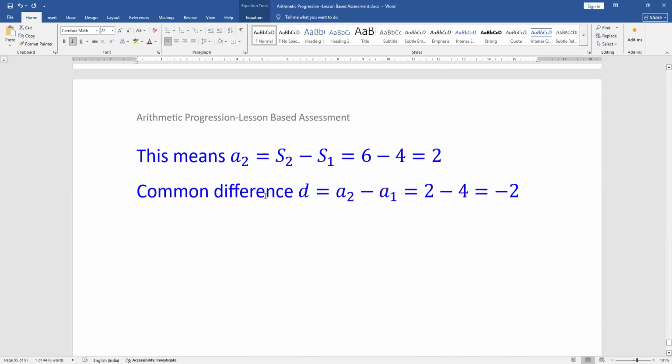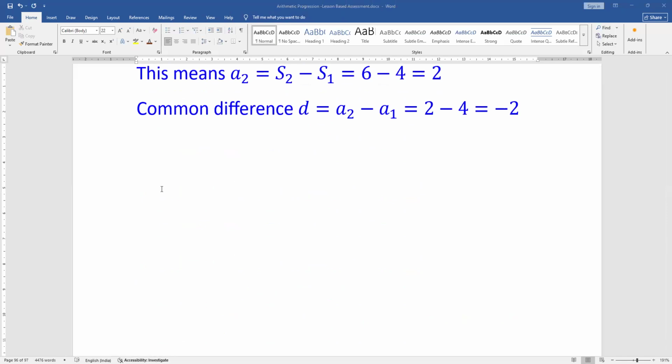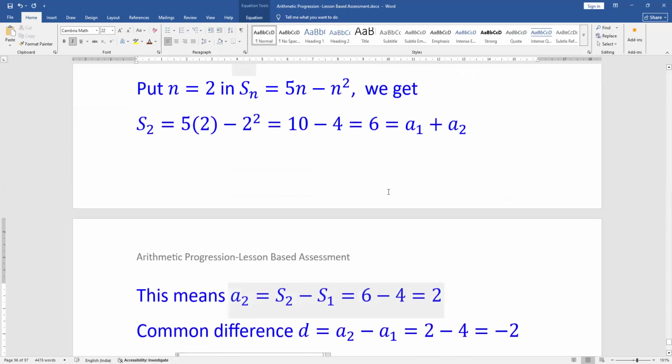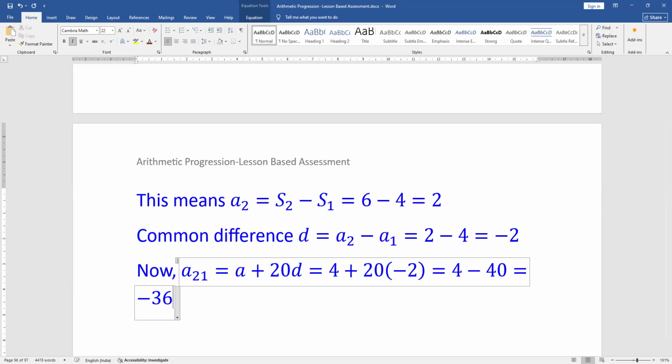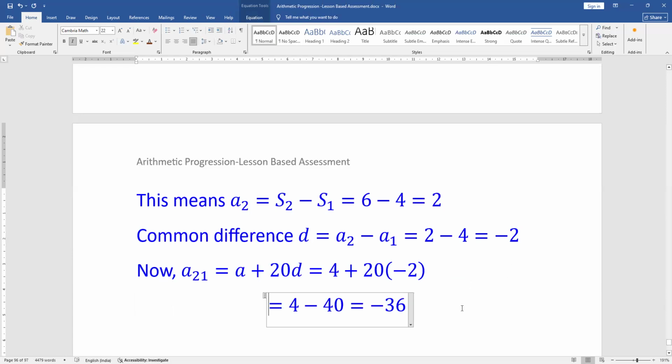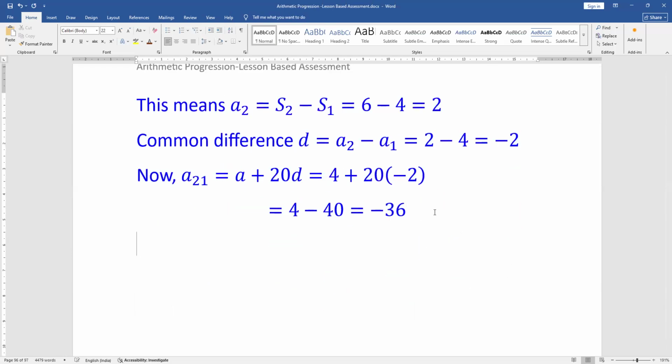Now what is A21? A21 is nothing but A plus 20D. A value is 4, so 4 plus 20D, and D value we already got is minus 2, correct? So 4 minus 40 is equal to minus 36. So we got minus 36.